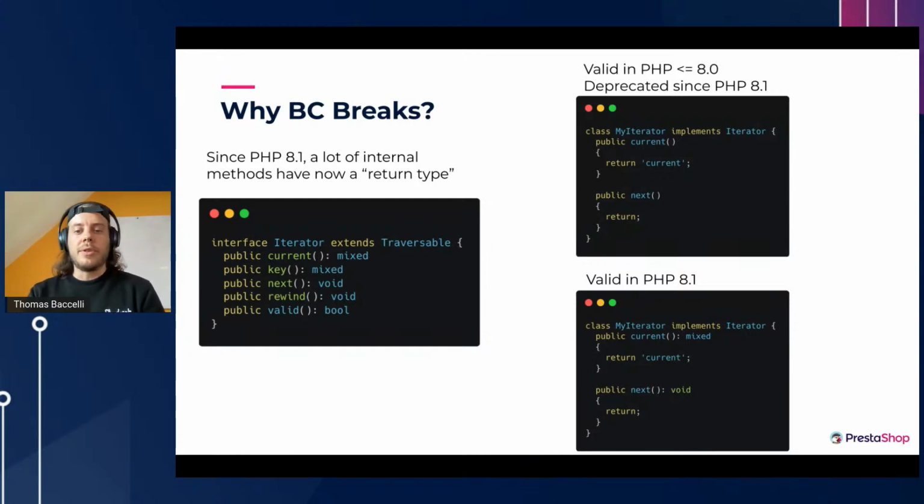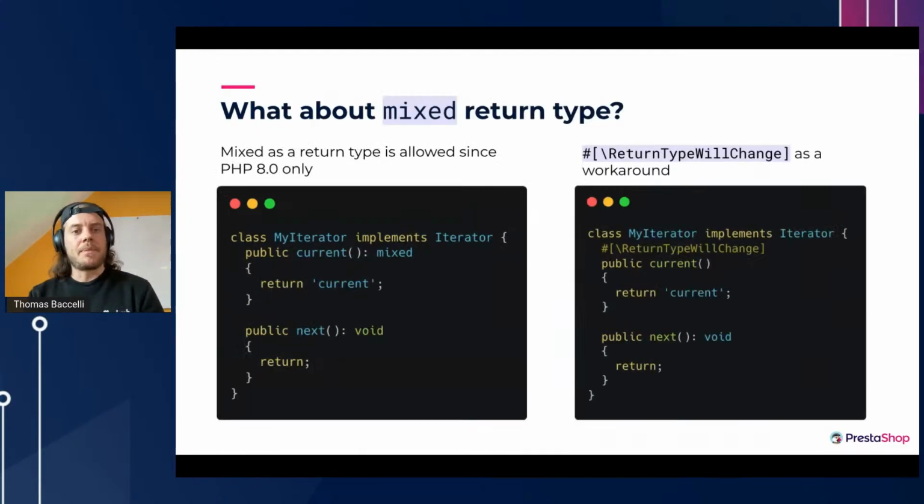So what we should do, for this example, is put mixed on the current method and void on the next method. And it will be completely valid with PHP 8.1. But the problem is that mixed, for instance, is not compatible with PHP versions below 8 because it was introduced in PHP 8. So what about those return types, sorry.